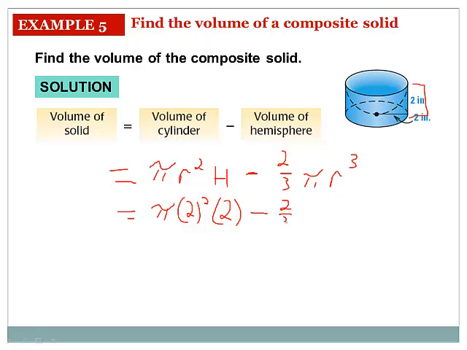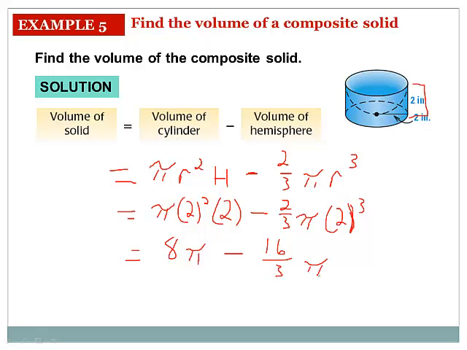Now we subtract. So we have 2/3 pi. The radius of my hemisphere down here is the same, so we're going to have 2 cubed. And now we can solve. 2 squared gives me 4, times 2 is 8. So I have 8 pi minus 2/3 of 2 cubed, which is 8, so I have 16 over 3 pi.